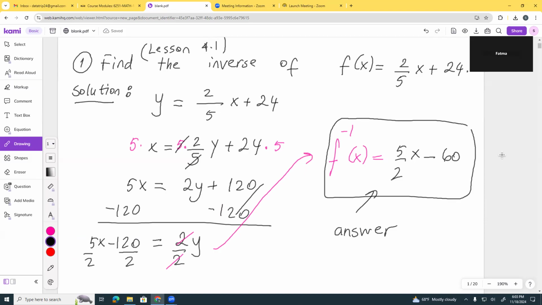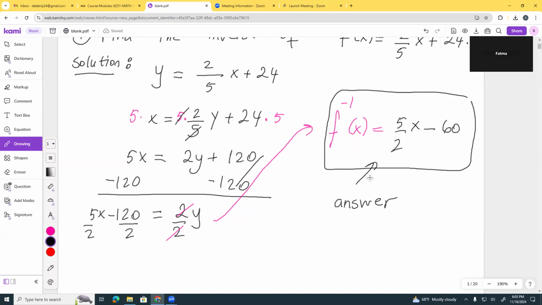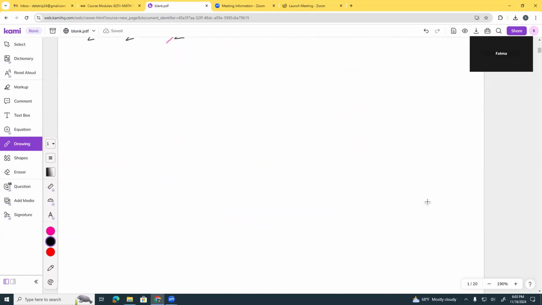Any questions about number 1? We have one more about inverse functions, which is very similar, so we're going to repeat this process again. All right, number 2 is a little harder than this, so I'm going to move here for number 2. I'm going to write the question first.